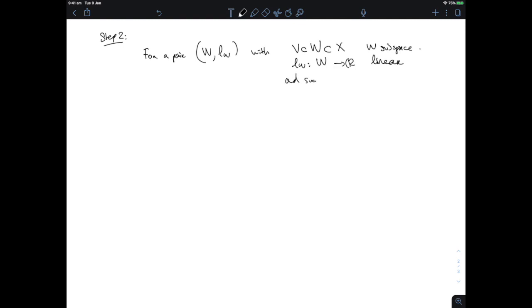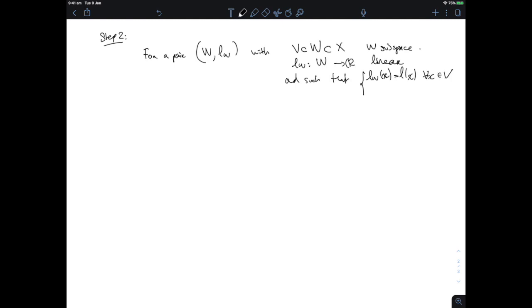I'm going to define the following. So if I have a pair that is a subspace of X and a linear map from that subspace into R, where W is a subspace that's included in X and includes V. So I've expanded my V in some way by adding dimensions with step 1, and W is a subspace, and I have a map from that subspace into R, which is linear and satisfies the same assumption as L. So it's an extension of L.